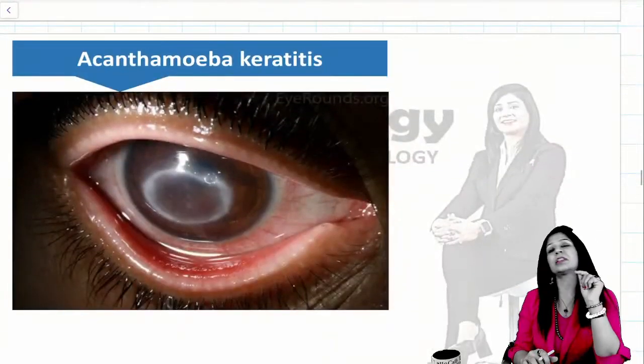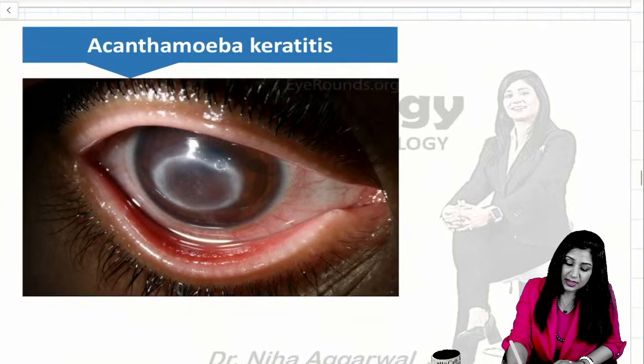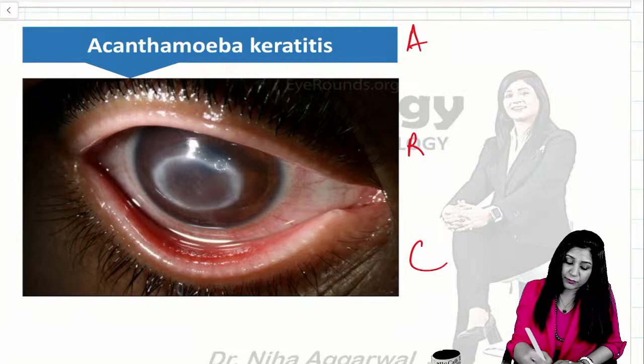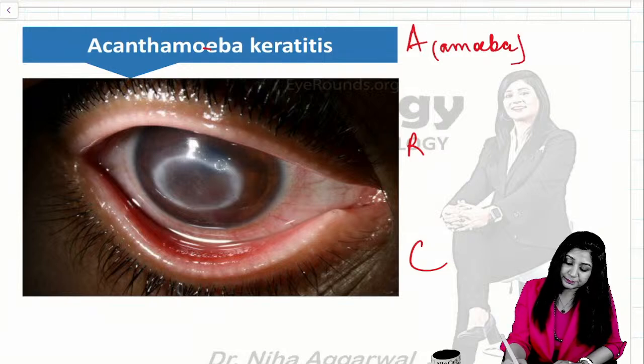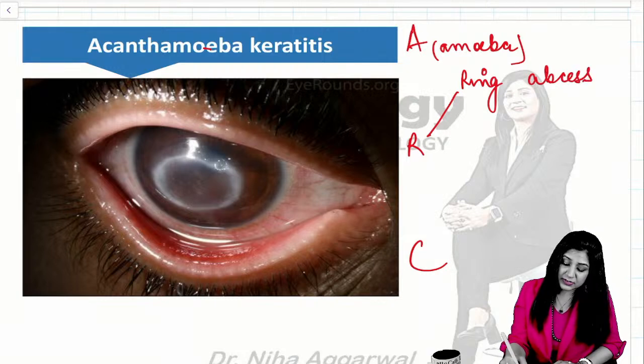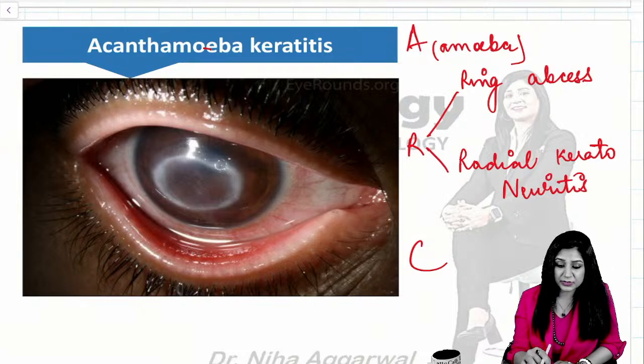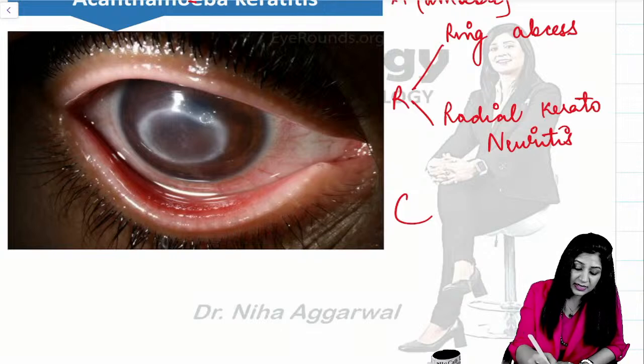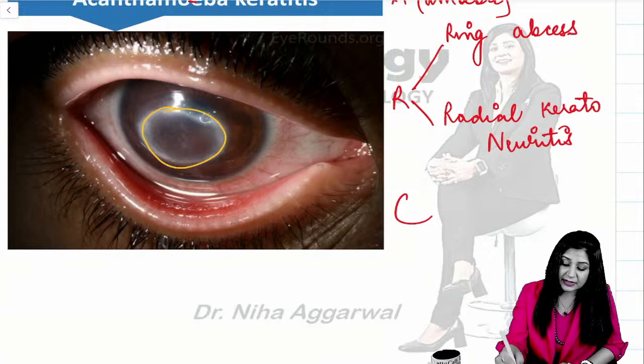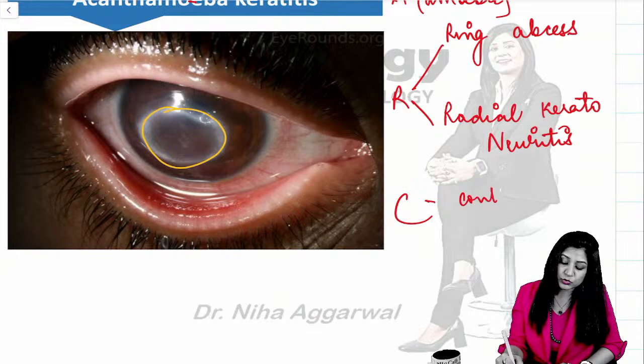And finally, the fourth type of keratitis, the acanthamoeba keratitis, where you should remember the ARCA for acanthamoeba, which is an amoeba, right? And R for the ring abscess, ring infiltrate, along with the radial keratoneuritis. You can see here we are having this ring-shaped ulcer. And C for the contact lenses.